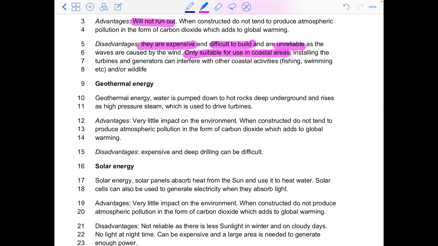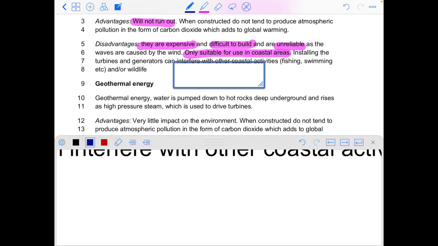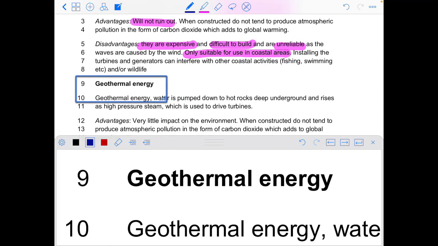Geothermal energy. So geo, if you think about geography, is the study of the earth. Geo is the earth.